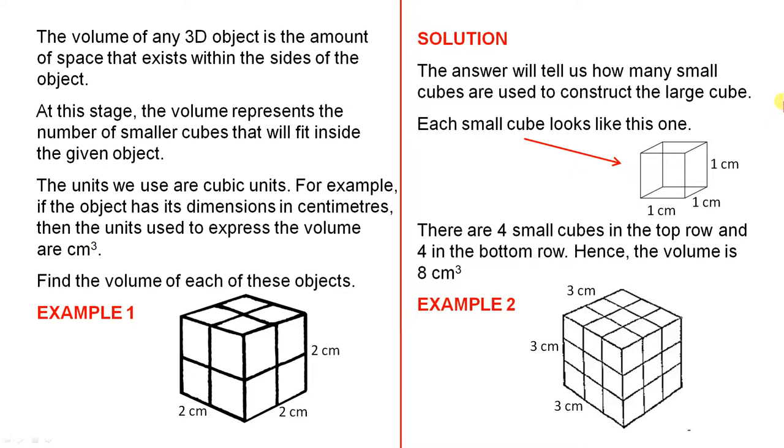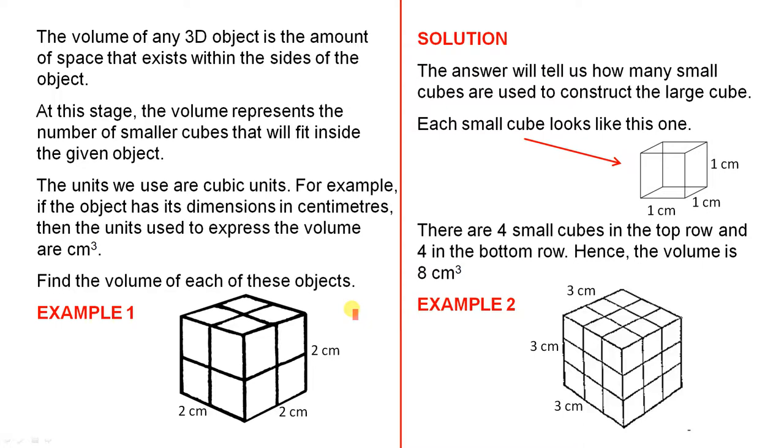For example, if the object has its dimensions in centimetres, then the units used to express the volume are cubic centimetres. And this is the short form of writing cubic centimetres. That's how we write it in the short way. It's very efficient. Find the volume of each of these objects.